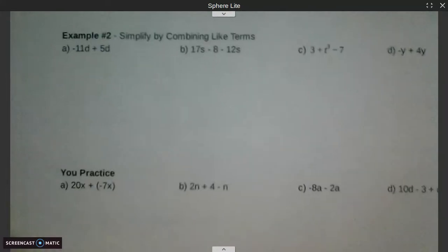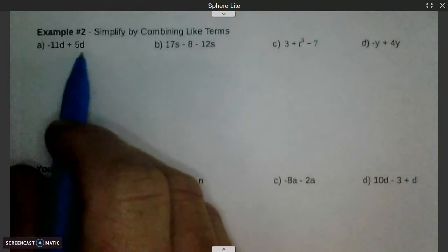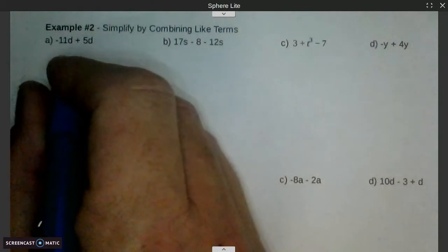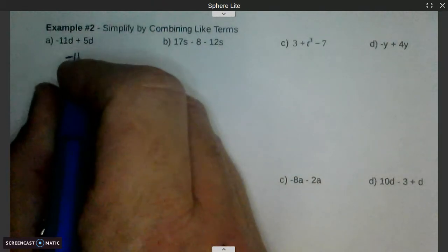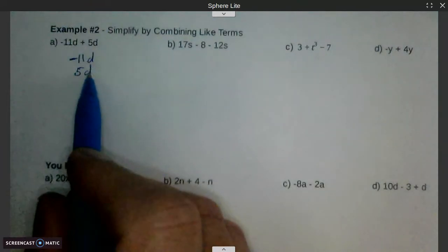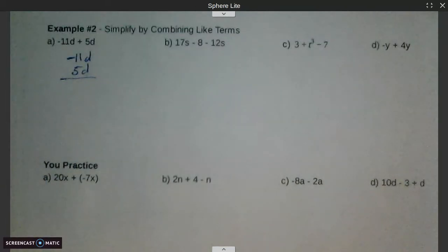On the back side, what we're going to do is simplify by combining like terms. So if we simplify by combining like terms, we're going to do negative 11d plus 5d. Now again, what I like to do is line up all my like terms because it allows me to see what my like terms are. So for example, I have d's. I know that those d's can be added together.